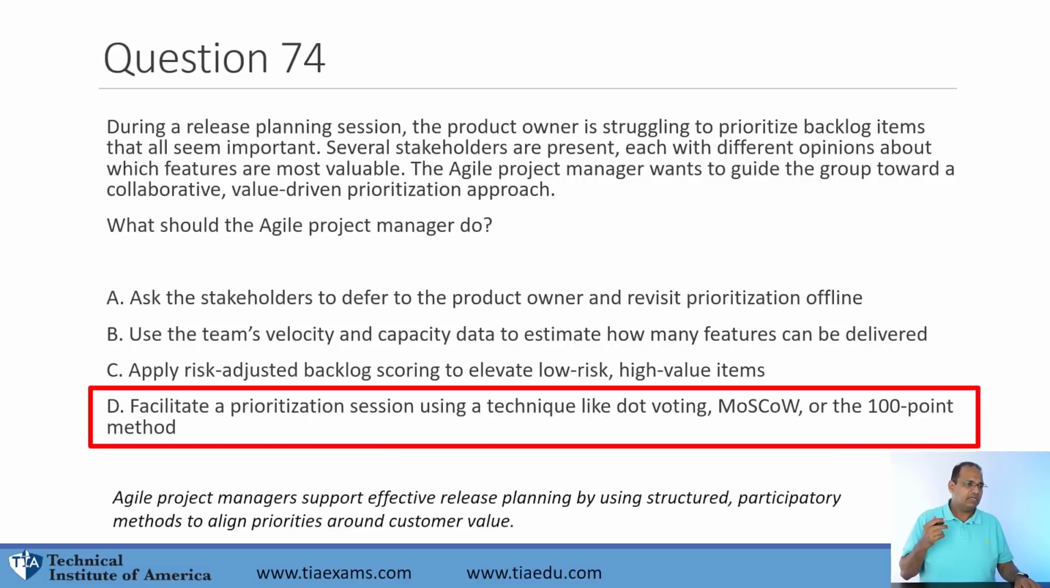Best answer here, guys, is going to be to work with them as a project manager. Work with the actual stakeholders in a prioritization meeting, such as maybe MoSCoW or the 100 point method. Just don't ask them to defer it. You should not be using the team velocity in there. Once it's prioritized, maybe then we can groom the backlog, risk adjusted backlogs, but work with the stakeholders on a prioritization technique, making D best answer.